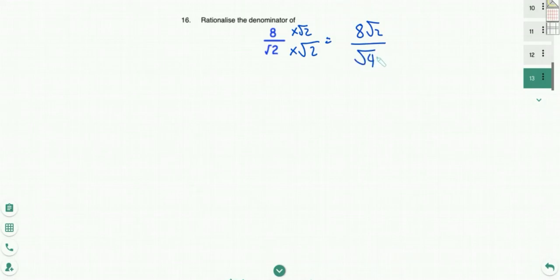We can simplify square root of 4. Square root of 4 is just 2. So 8 over root 2 over 2. And our denominator has now been rationalized. There's no more surd at the bottom.